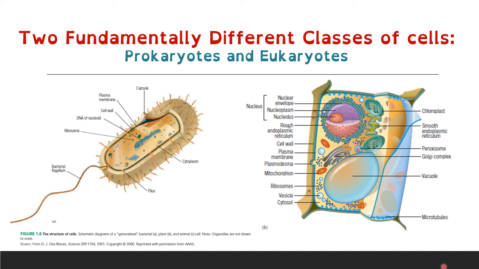Okay? And then in this one, you will see now a eukaryote, which is the plant cell. If you compare the bacterial cell and the plant cell, they actually share some similarities in their organelles. For example, the cell wall is also found in your plant cell. Your plant cell also has cytoplasm, and of course, it also has a nucleus. The difference with the nucleus is that it is enveloped, and it has a nucleoplasm and a nucleolus.